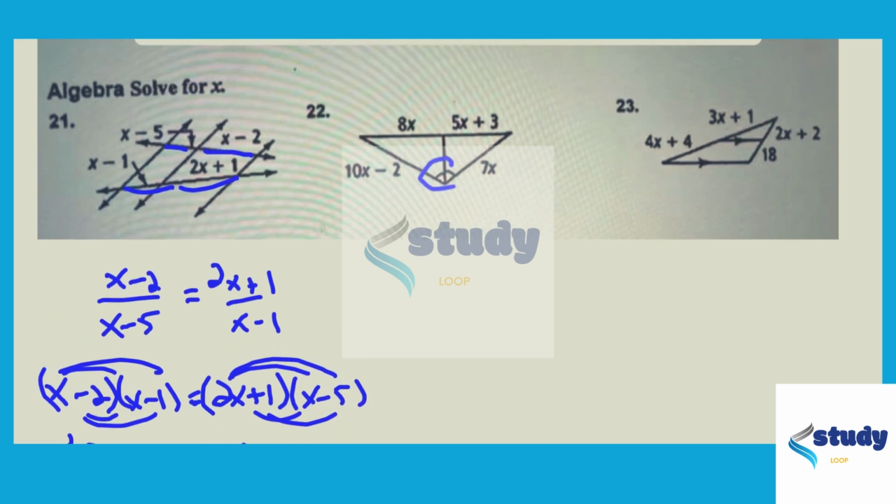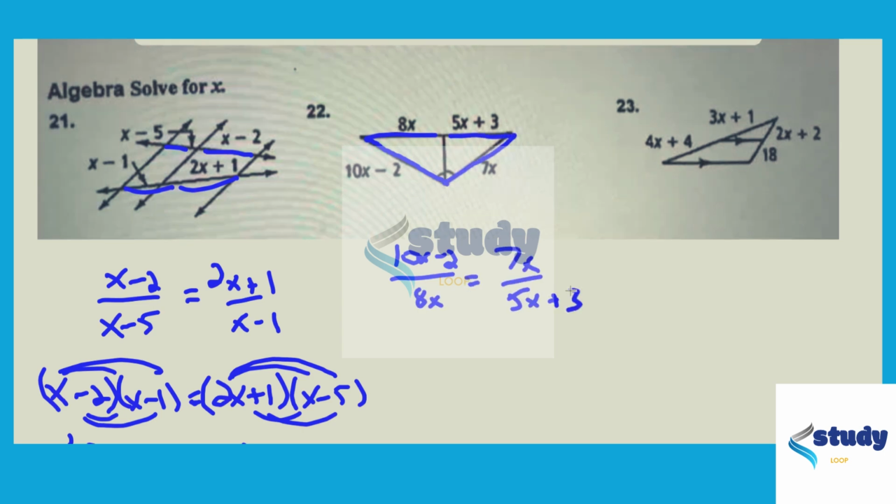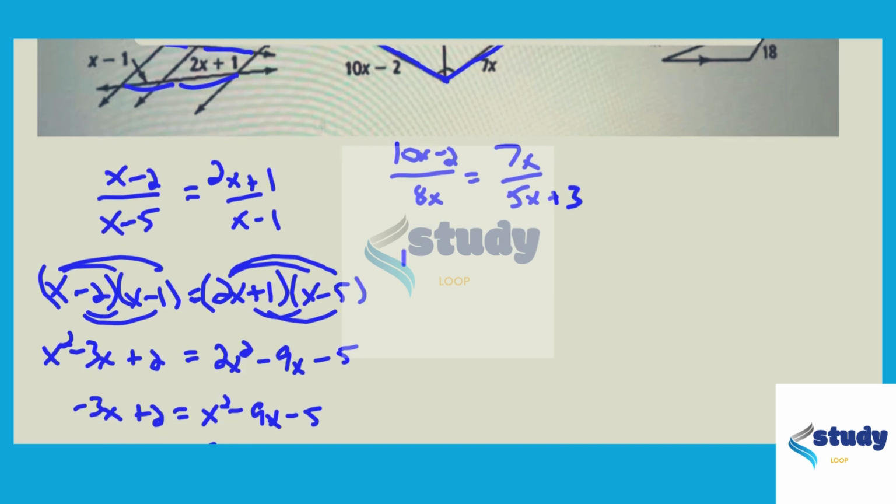When we have an angle that's bisected in a triangle, then we have proportional parts. Something like 10x minus 2 to 8x, same as 7x to 5x plus 3. You got to go in the same order. Cross multiply, we'll have 10x minus 2 times 5x plus 3 equals 7x times 8x.